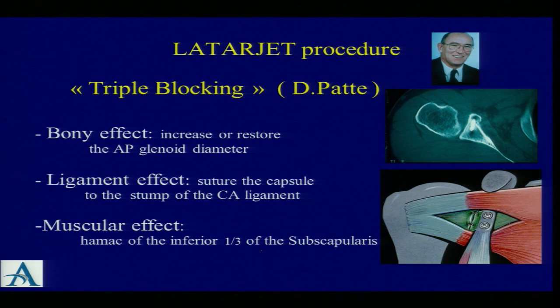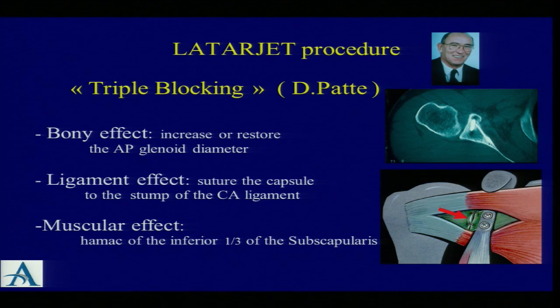So it works in 3 different ways. So there is a bony effect. You take a chunk of bone and you're putting it on the front of the glenoid, and you're just basically increasing AP diameter, which is going to make it harder for that humeral head to come out the front. There's a ligament effect. Okay?